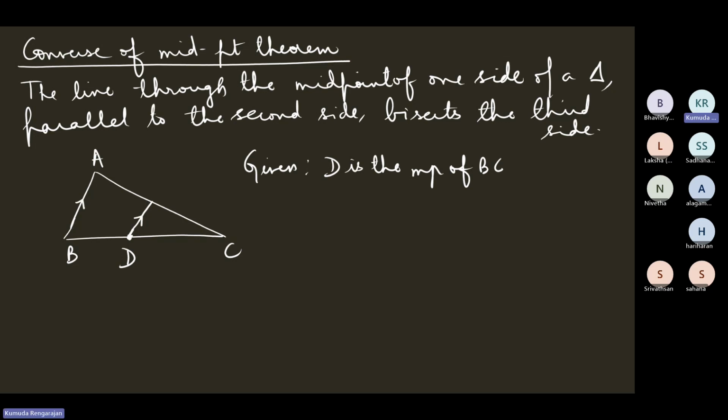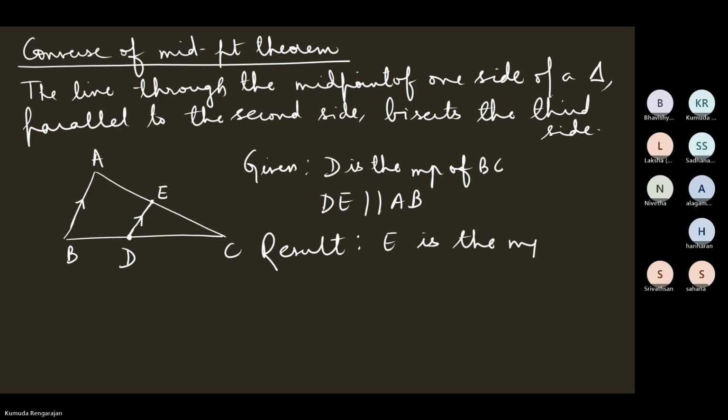Okay. And let's say that the line meets the third side at E. So if we are given that D is the midpoint of BC, and if we are also given that DE is parallel to the second side AB, then the result is E is the midpoint of AC. These two should be given. Then this is the result. E is the midpoint of AC.